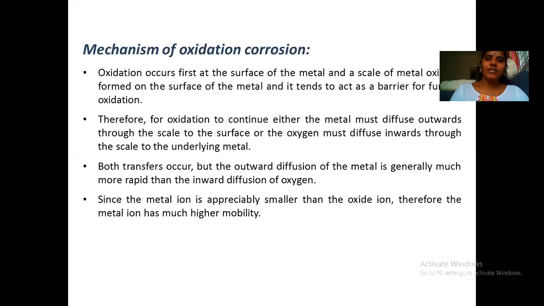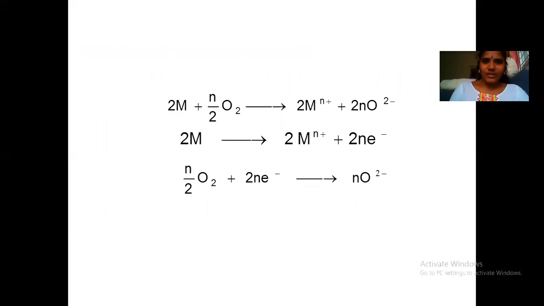As for the mechanism of oxidation corrosion, corrosion is a surface phenomenon. The metal surface which is exposed to the oxygen will react with the oxygen gas in the environment and result in the formation of a metal oxide layer. The metal oxide layer will be deposited on the metal surface itself, which may further act as a barrier to further corrosion of the metal. And inward diffusion of oxygen or outward diffusion of metal may take place here in oxidation corrosion.